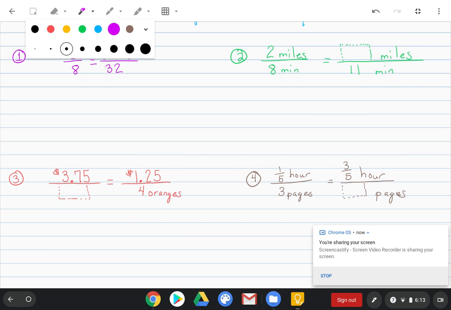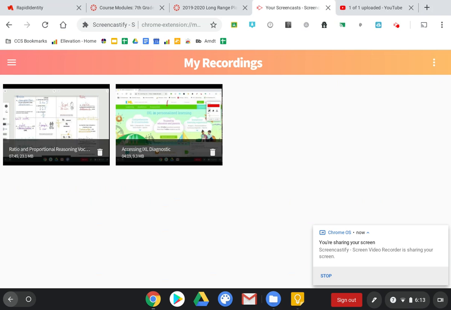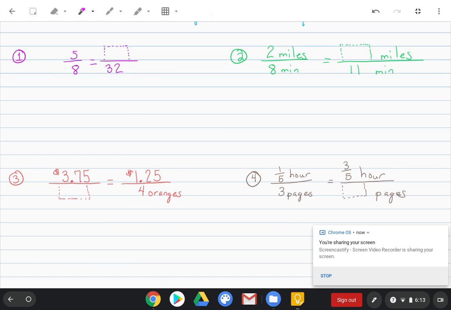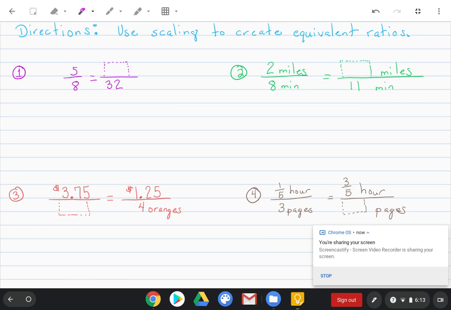You already know what that is. We're basically finding multiplicative connections between numbers. Let's practice scaling to create equivalent ratios. So, our directions are to use scaling to create equivalent ratios.